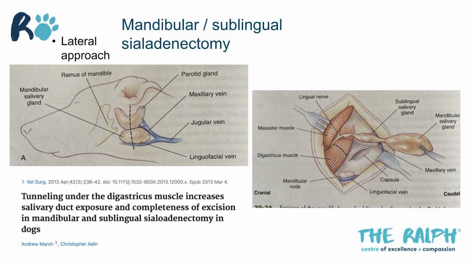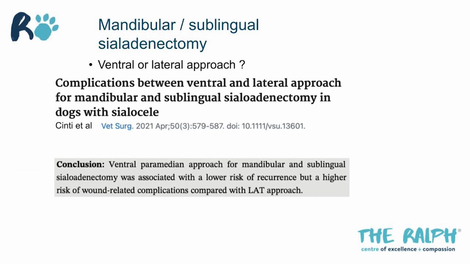Basically, it's a cadaveric study and they showed that if you tunnel under the digastricus, you increase your chances of removing salivary tissue at the most rostral part, so you minimize the chances of having a recurrence of a sialocele, basically.